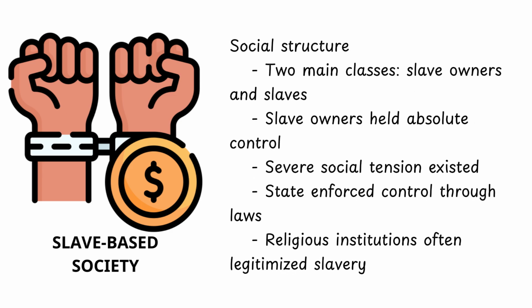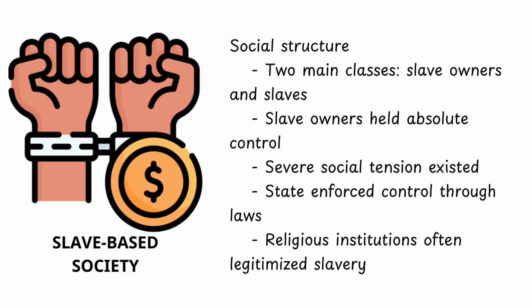Society was split into 2 groups, slave owners and slaves. Slave owners controlled everything, including the slaves themselves. Slaves had 0 rights and were forced to work. This created major tension between the 2 groups. To keep things in check, the government stepped in. It used force and laws to keep slaves under control and protect slave owners' interests.